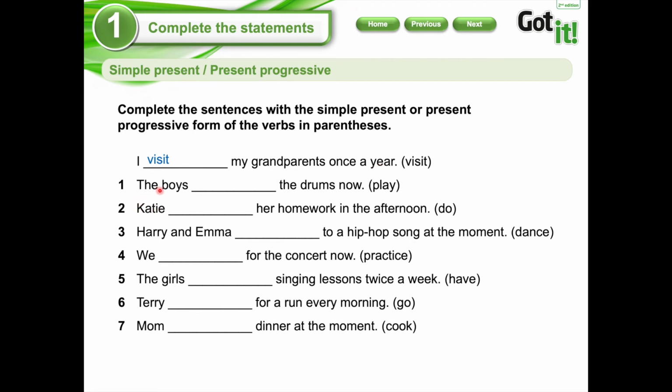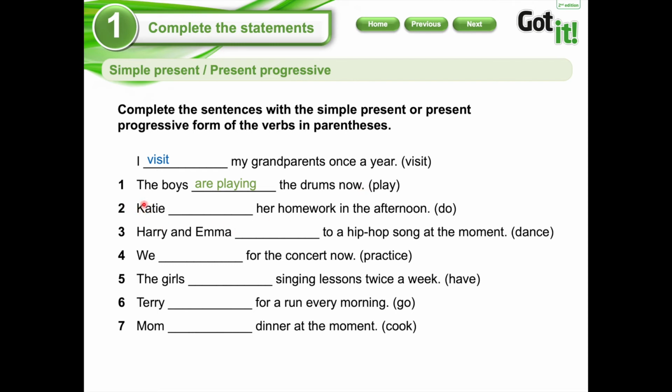Then we have the boys. The boys, the drums now, keyword now. What are we going to use? Present progressive. So the boys is plural, so you're going to use are. The boys are playing the drums.